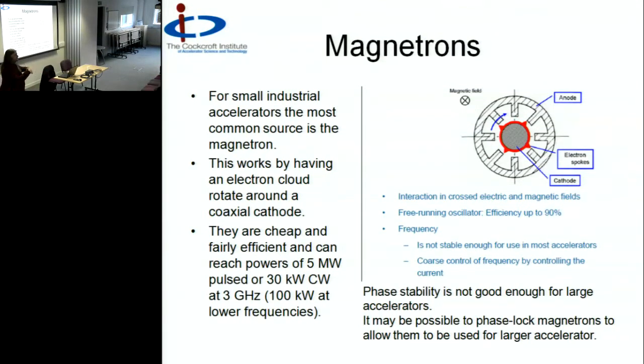The frequency jitters about in time. Your phase goes all over the place. So it doesn't work on a nice high precision machine like ALICE, but it does work on an industrial processing one for printing cereal boxes or something. I don't know. They're nice and cheap, very cheap. In terms of the cost, it's about a fifth of the cost of a Klystron for equivalent power. And they can reach 5 megawatts quite easily, or 30 kilowatts CW, or 100 kilowatts at lower frequencies. So they're nice systems, if you don't need the stability, they're the best choice.